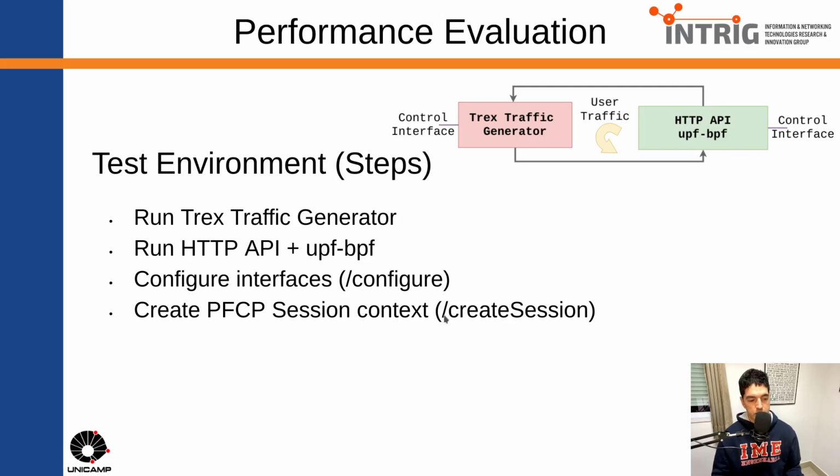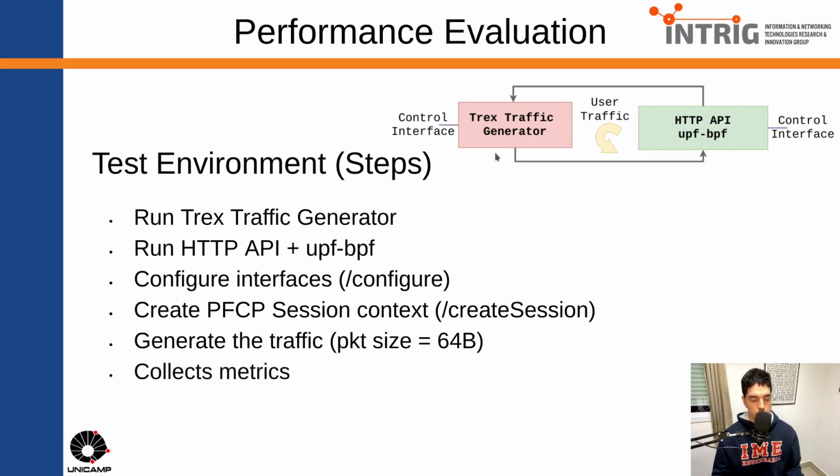After that, we create the PFCP session with this API. After this step, it will deploy the BPF program into the kernel. So finally, we will generate the traffic. And of course, there will be a PFCP session created because of this step. And we will handle the traffic and forward it to the destination interface, to the T-Rex traffic generator, to complete the loop. So in the end, we collect the metrics from this machine and this machine.